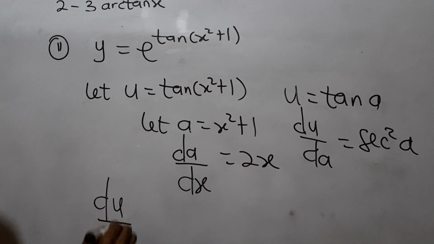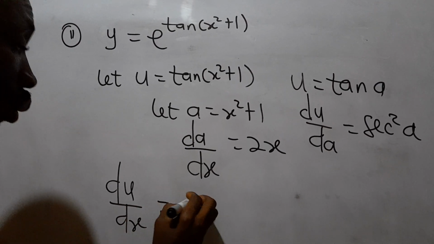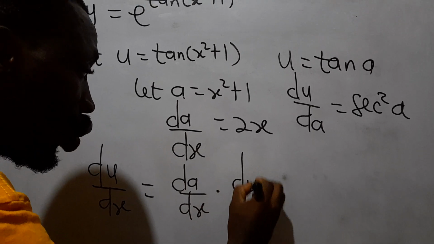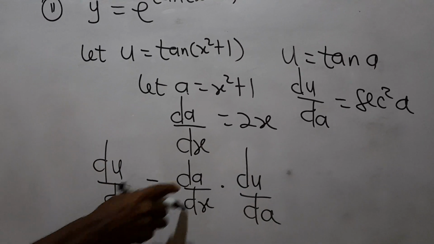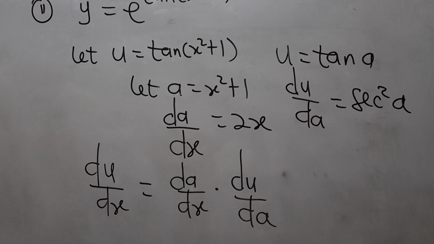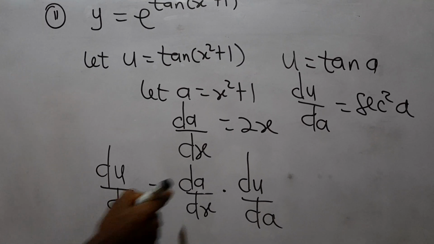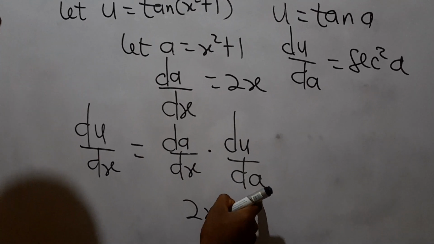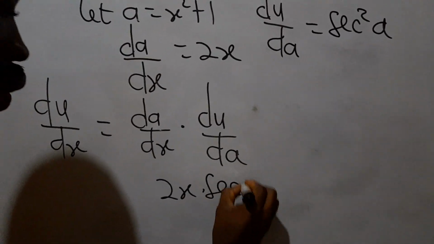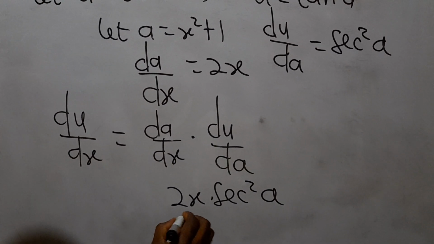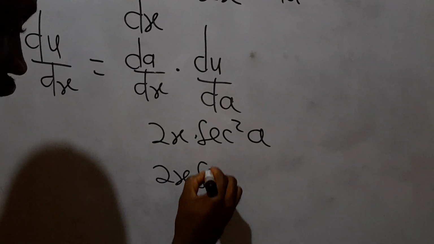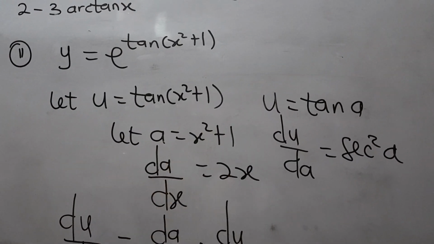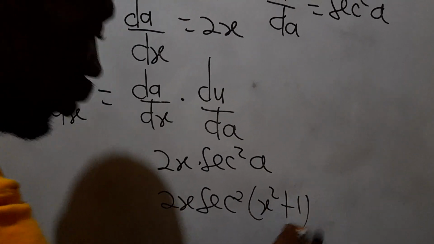So du over dx will be equal to dA over dx times du over dA. Look at the du, we divide the du, we have dA, we divide dA, we have du over dx back. So our du over dx is 2x times, what's our du over dA? That's sec square a. So we replace that. A is what? A is equal to x squared plus 1. So we replace that. We have x squared plus 1.